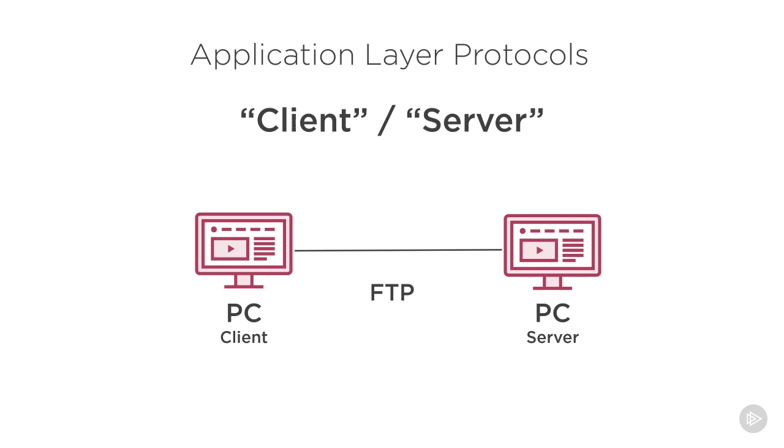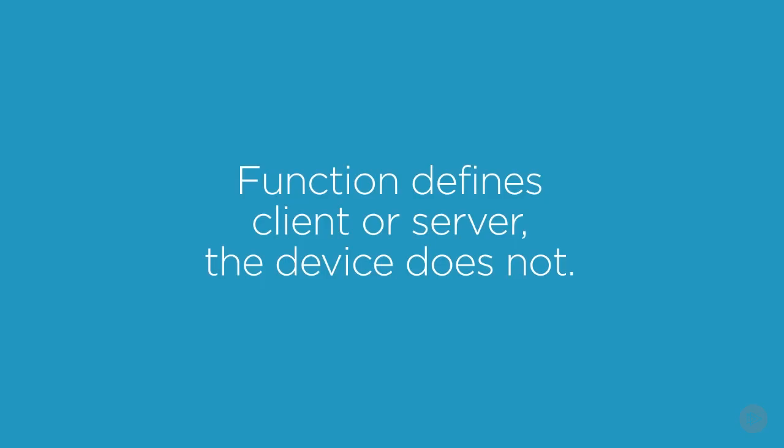So our PCs we can use as servers or as clients. Our routers act as servers and as clients, as do switches and other devices. So again, it is the software that's determining which device is which. If we really examine this, it's the function that defines whether a device is a client or a server. The type of device does not define whether it's a client or a server.